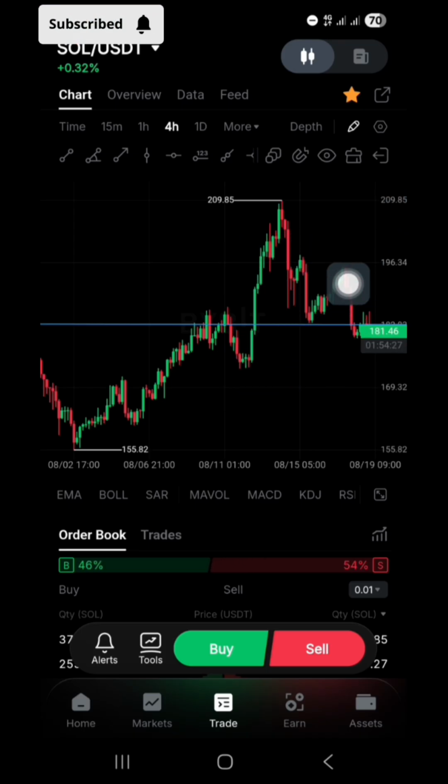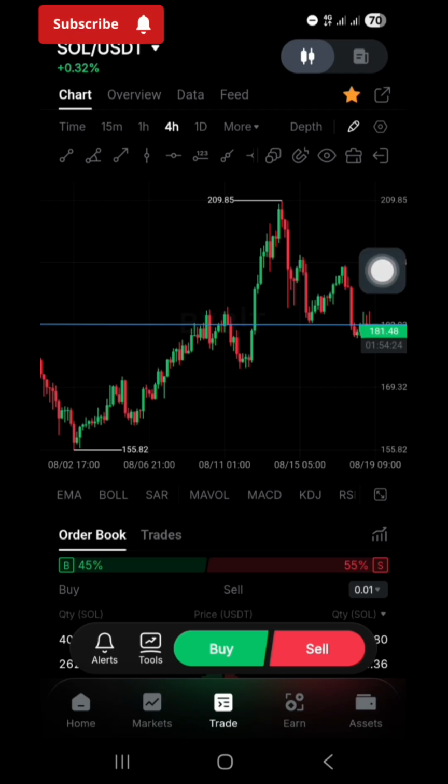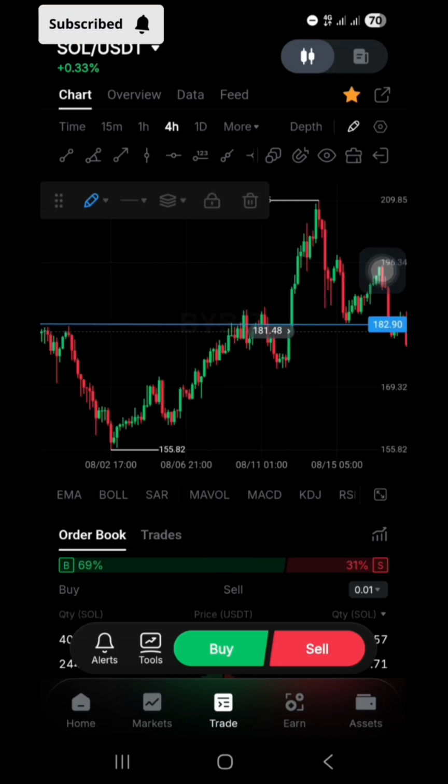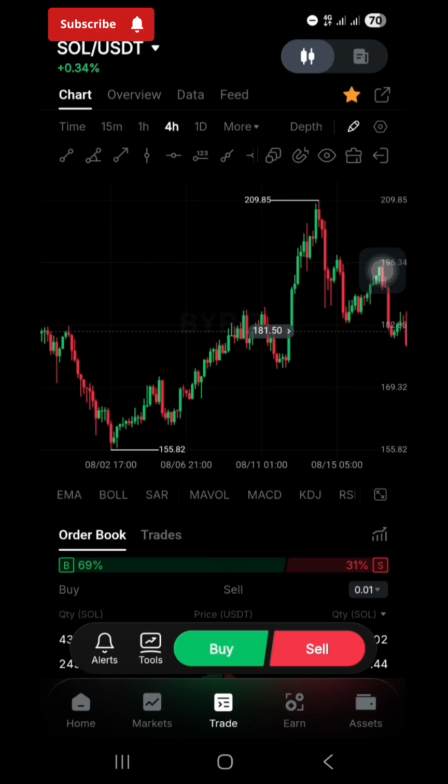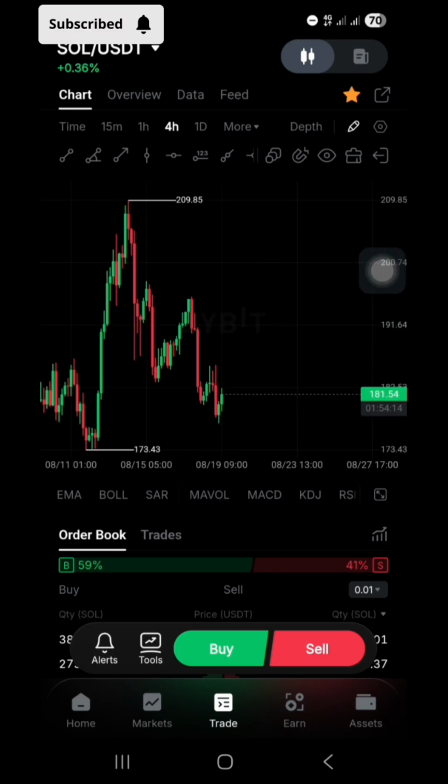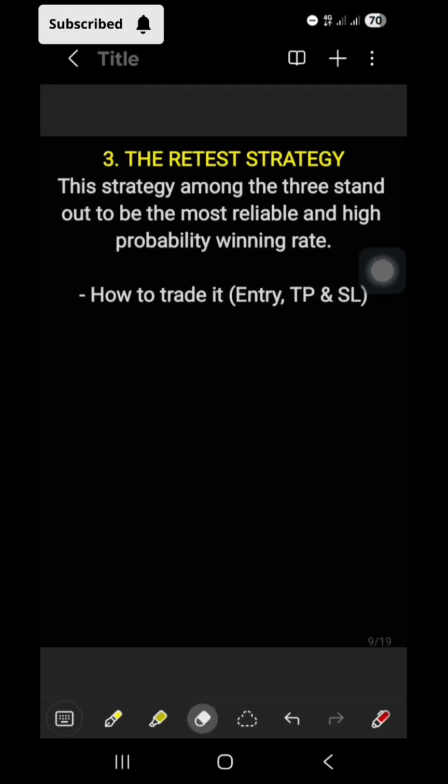So automatically the price went up and hit your TP. Between here and here, you can measure how many percent you are making, how much profit you are making. It depends on what you are trading and when you are trading. So that's the retest strategy and that's the breakout strategy. I believe these three ways are the easiest ways to trade, and you have a high probability of winning on different occasions.